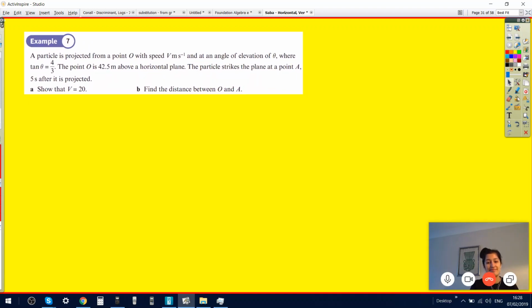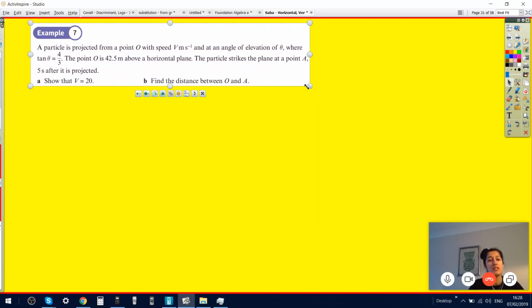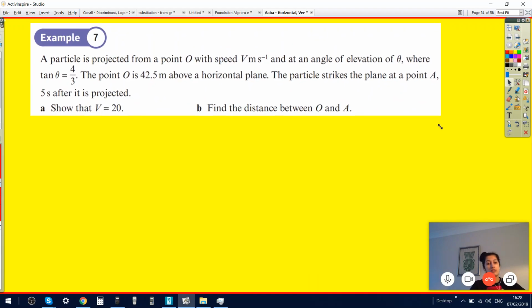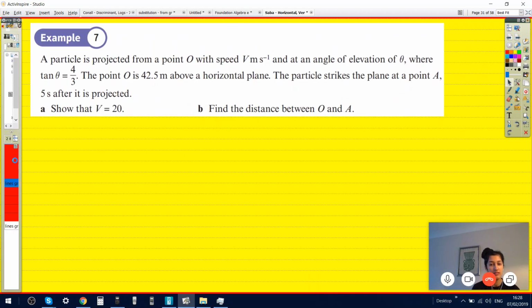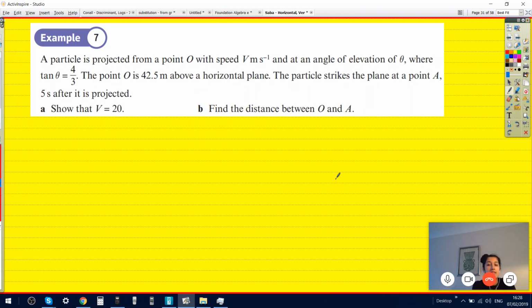A particle is projected from a point O with speed v at an angle of elevation theta, where tan theta is 4/3. The point O is 42.5 above a horizontal plane. The particle strikes the plane at a point A 5 seconds after it's projected. Show that v equals 20.